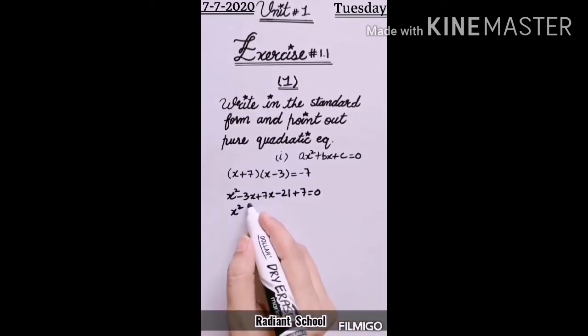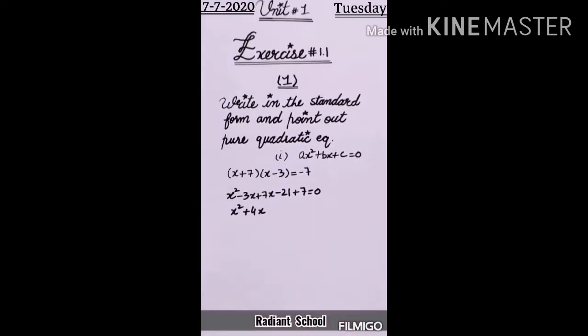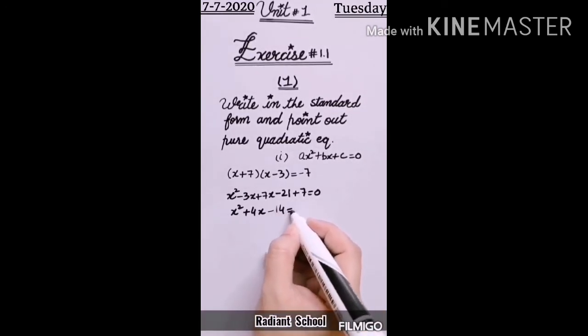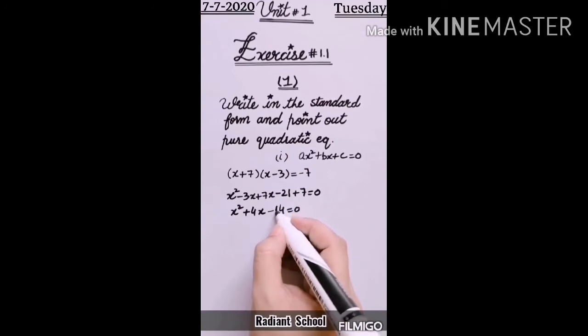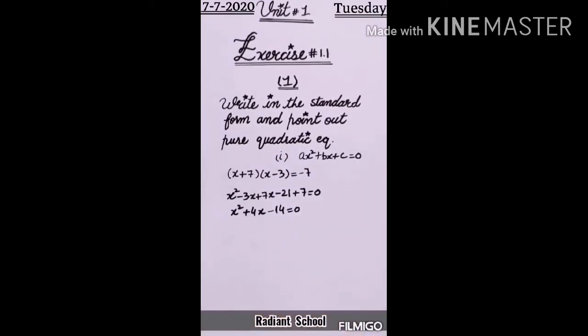Simplify the like terms. Minus 3x plus 7x plus 4x minus 14 is equal to 0. Now you can see here it is in the standard form.